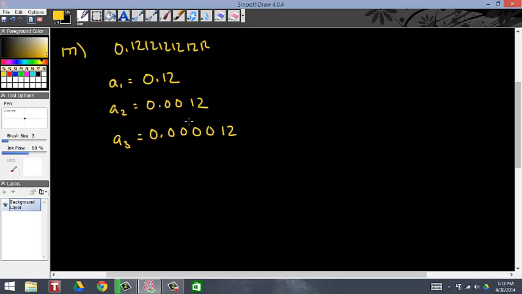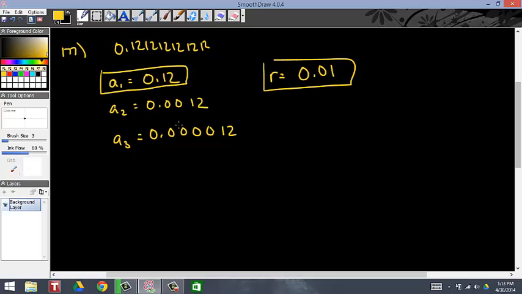Cool. Okay, so now, you guys have the calculators. You tell me what R is. Take 0.0012 divided by 0.12. That's 0.01. Do we have all the information we need? We do.